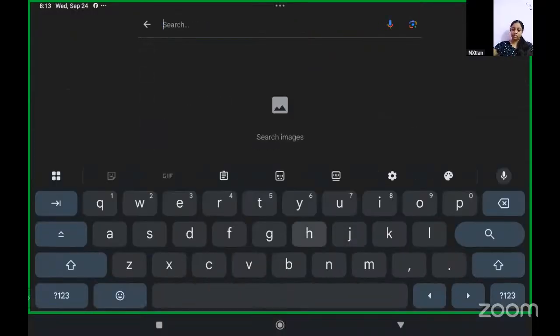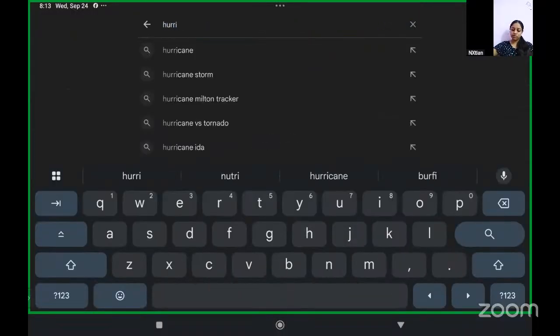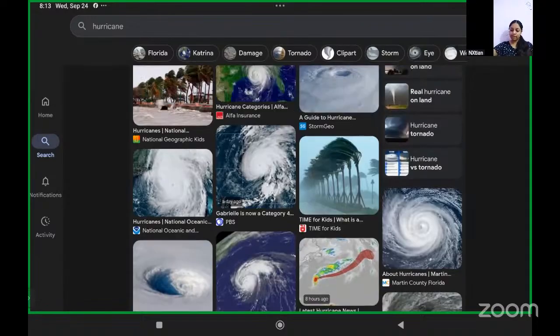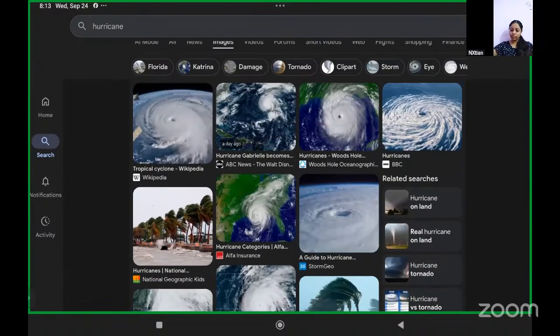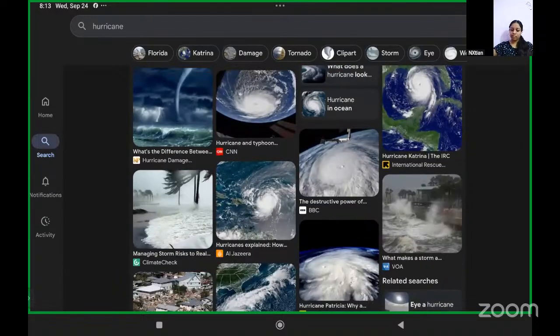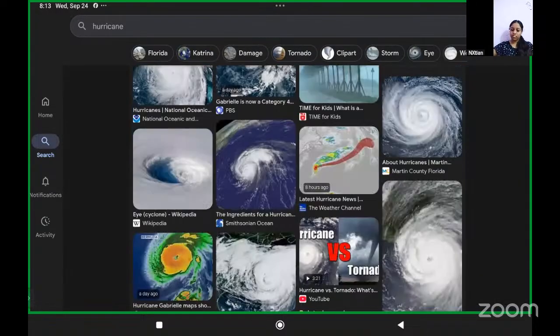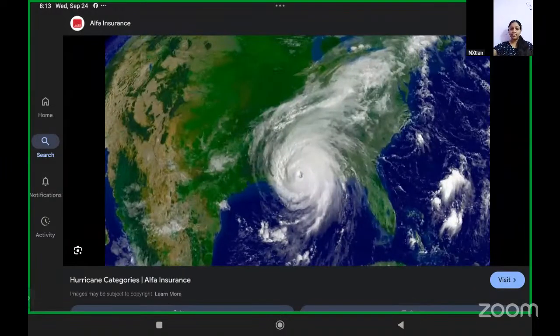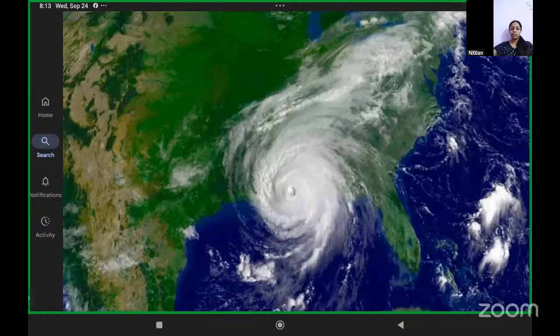Then there is the hurricane or cyclone, which is formed in water. This is its image. This is a satellite image of a hurricane that is formed in water.